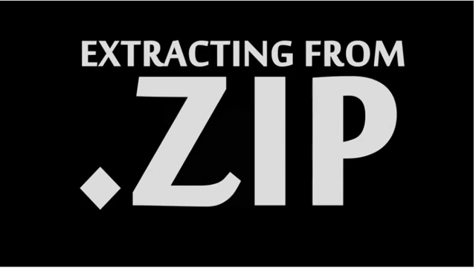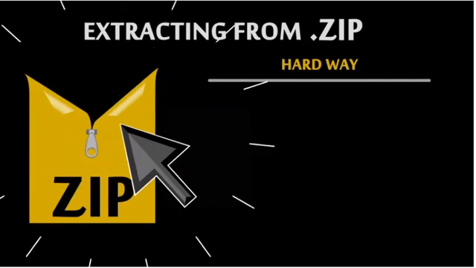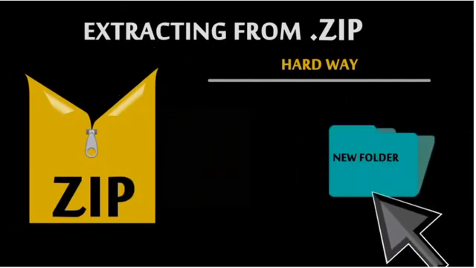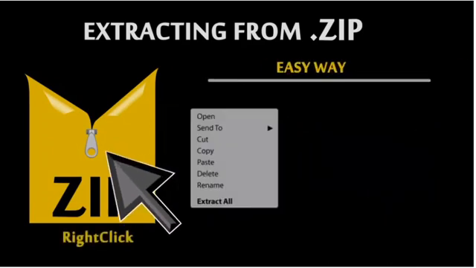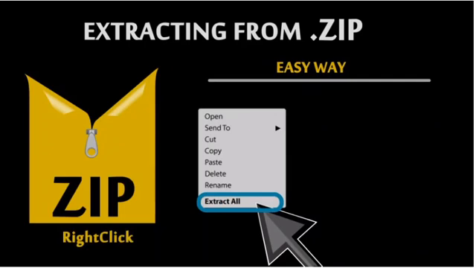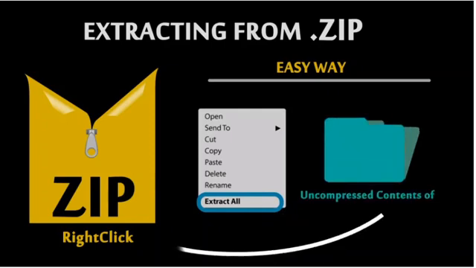Now comes the easy part. To extract the files in a zip file, you can do it the hard way by double-clicking on it, navigating to the file or files you want to extract, and dragging and dropping those files in a folder somewhere. Or you can do it the easy way, by right-clicking on the zip file and selecting Extract All. This will create an entirely new folder, you get to choose where, containing the uncompressed contents of the zip file.